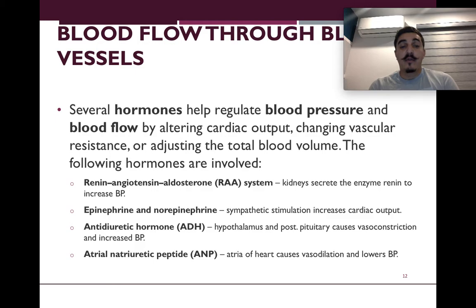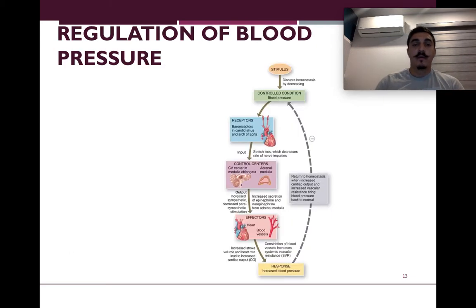And then we've got natriuretic peptide. It also causes vasodilation. So it's the opposite: instead of vasoconstriction, vasodilation, and it lowers the blood pressure. Those are just four basic systems of hormone regulation of blood pressure and blood flow. So here's an example.